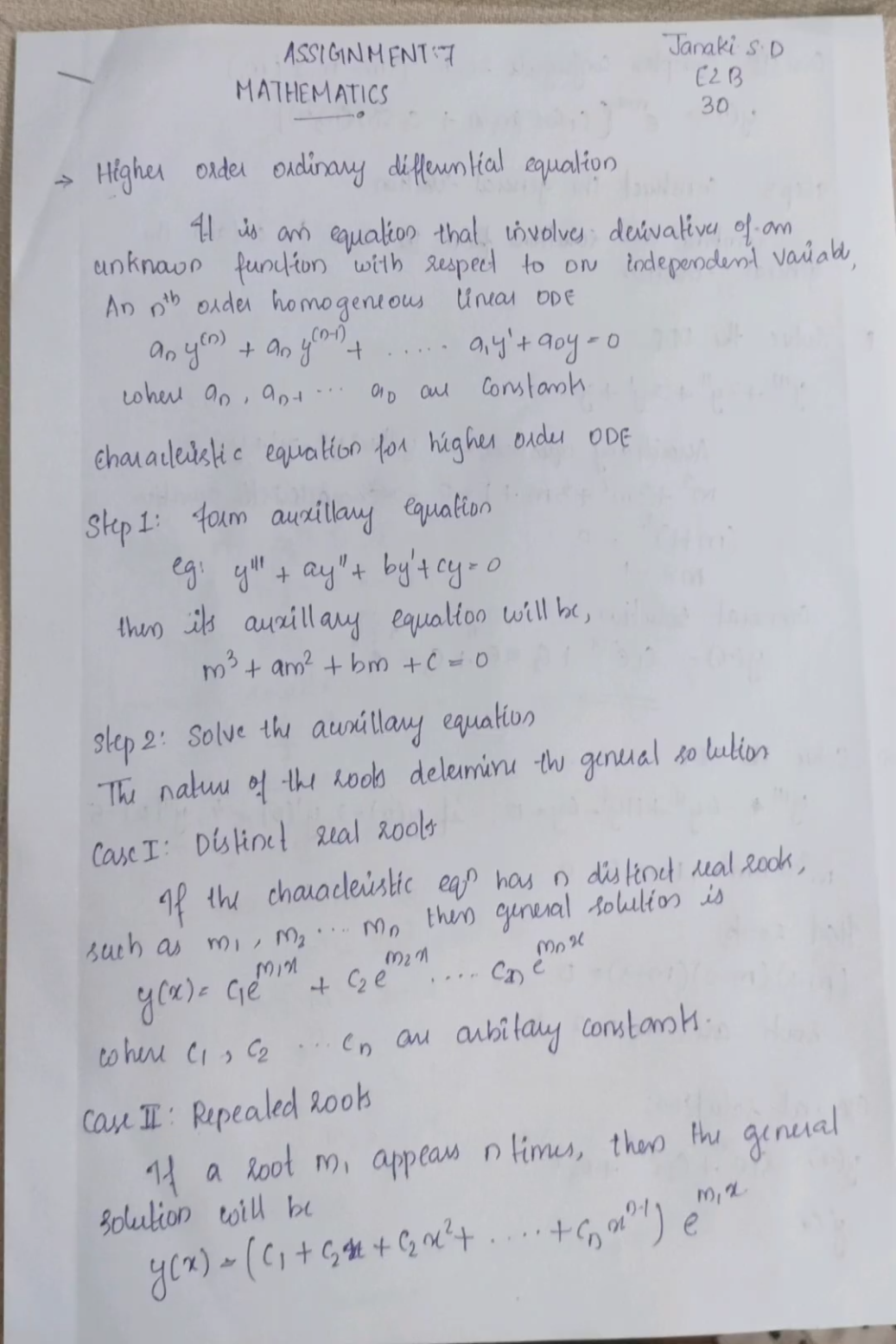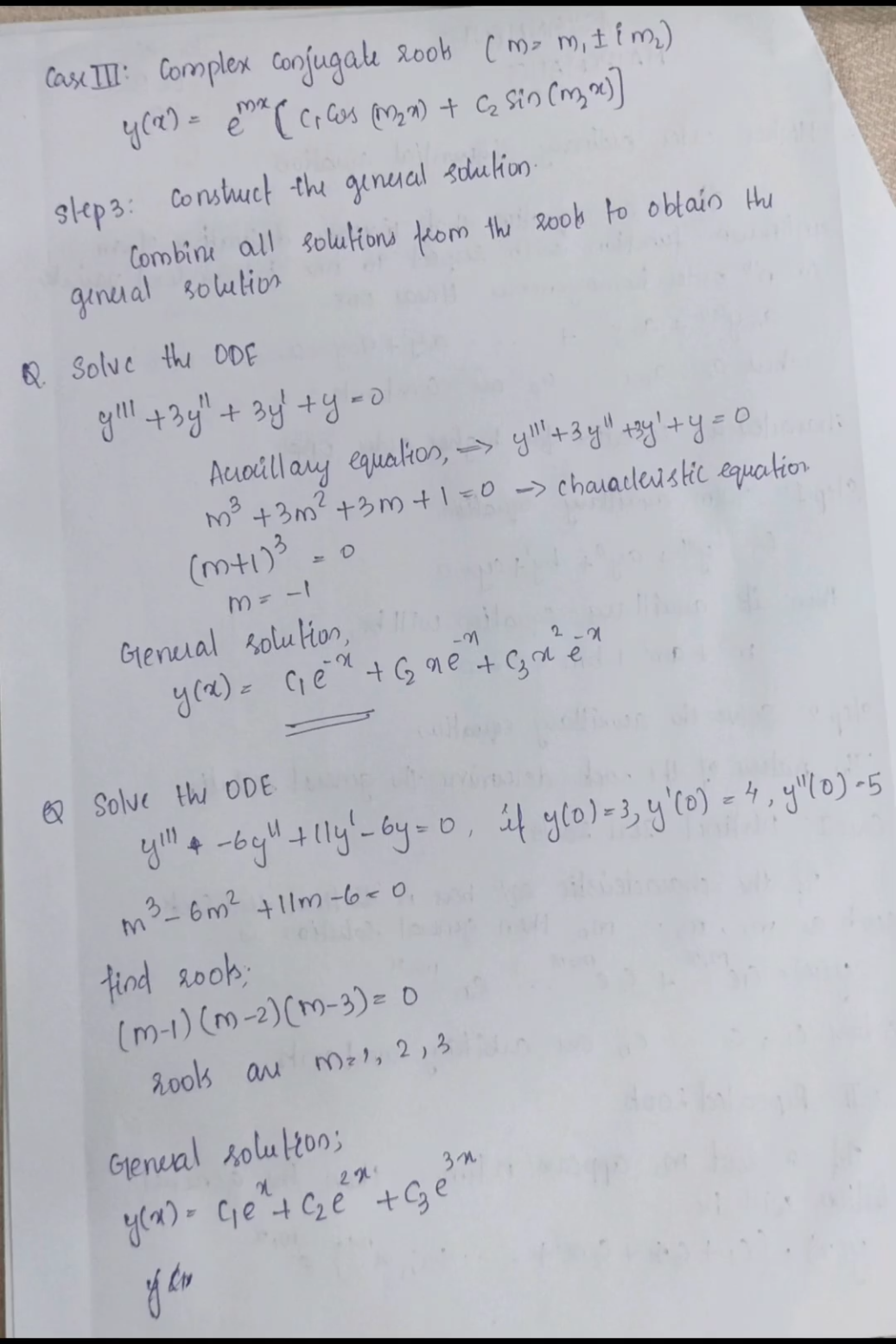Case 2. Repeated roots. If a root m1 appears n times, then the general solution will be y(x) = (c1 + c2 x + c3 x^2 + ... + cn x^(n-1)) e^(m1 x). Case 3. Complex conjugate roots, that is m = m1 ± i m2. Therefore, y(x) = e^(m1 x) (c1 cos m2 x + c2 sin m2 x).